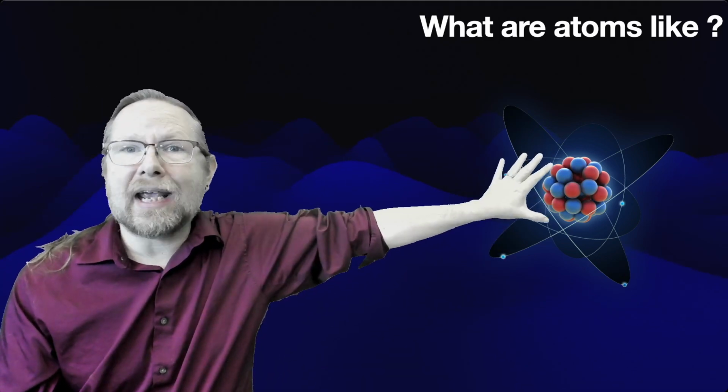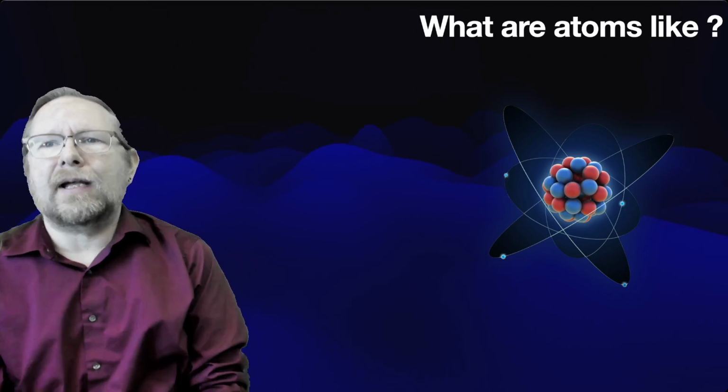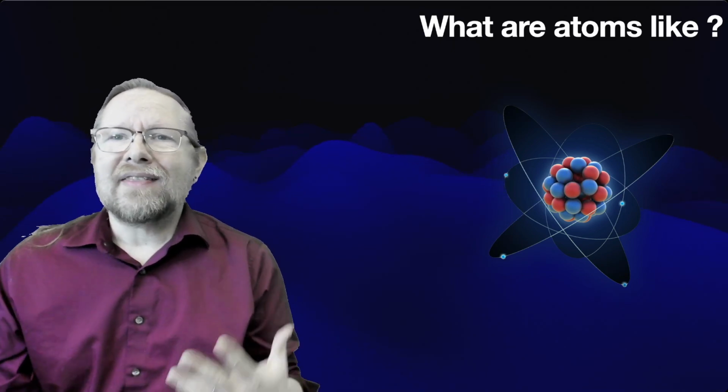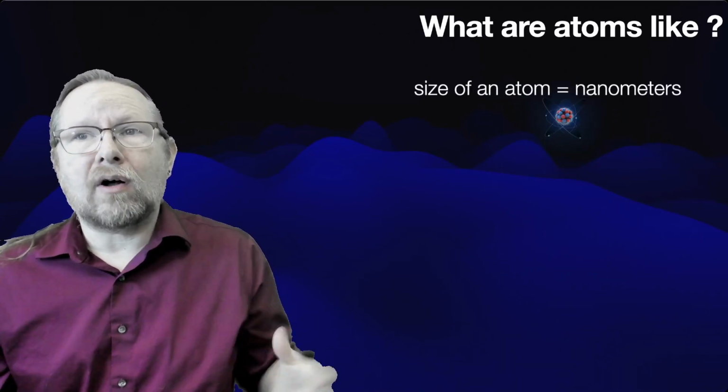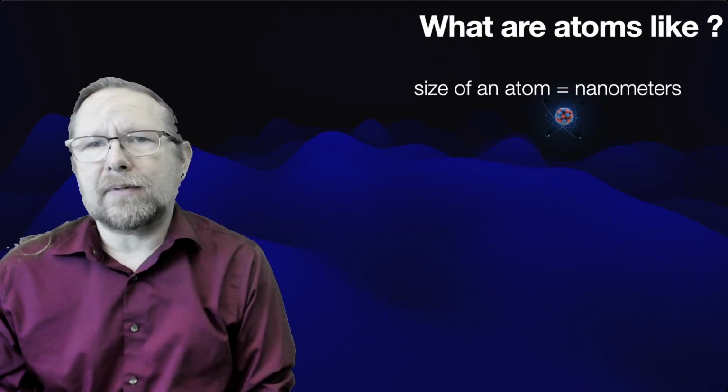First of all, the scale of this is all wrong. If this was the size of an atom, the nucleus would be too small to see. The nucleus is a tiny, tiny, tiny speck in the center of an atom. But the other problem is that an atom is very small. The size of an atom is a nanometer or so in diameter.